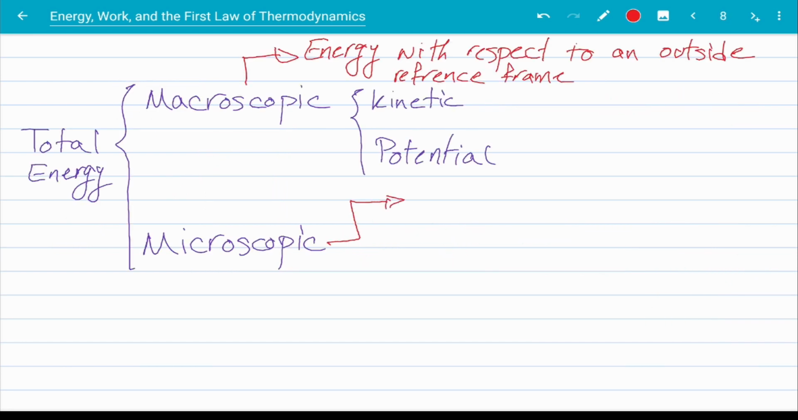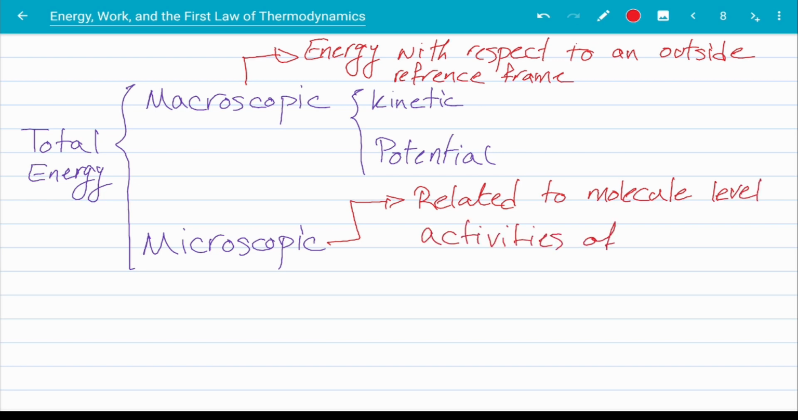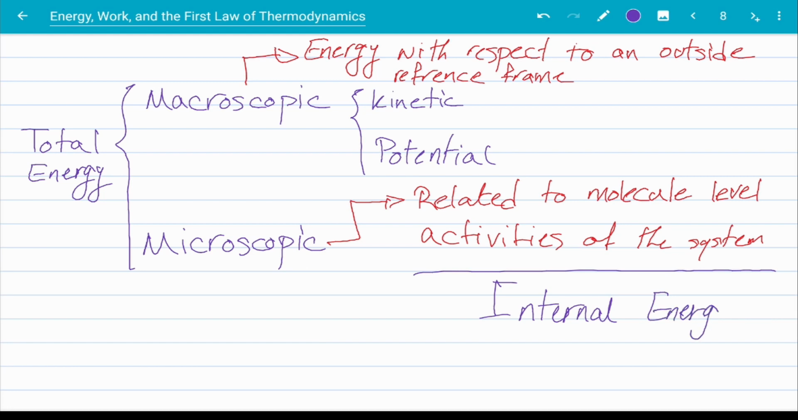Okay, we talked about macroscopic energy. Now we can focus on microscopic ones. Any form of energy relating to molecular and smaller scale activities within a substance is considered microscopic. We have a name for the total sum of all microscopic energies of a system. We call it the internal energy. We show it with capital letter U with unit of kilojoules.